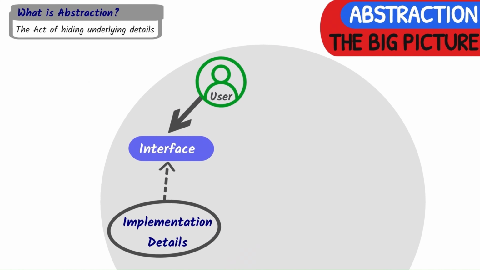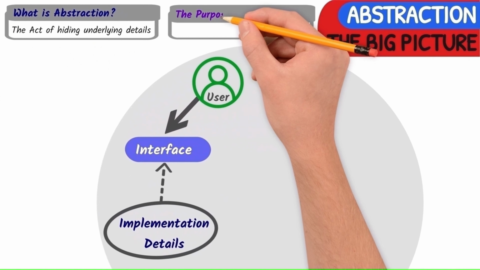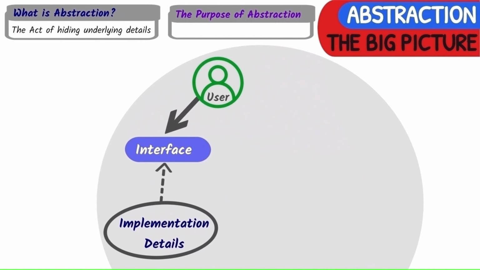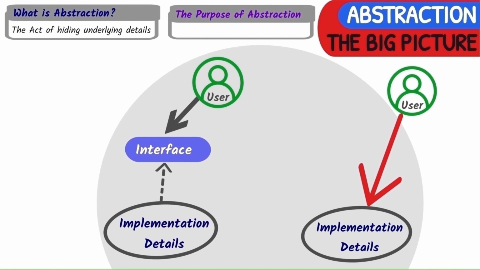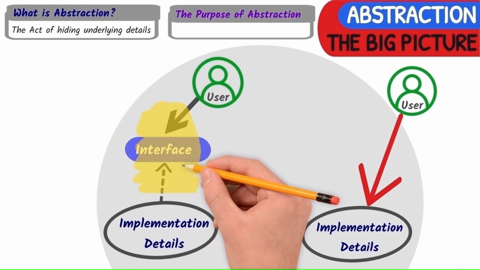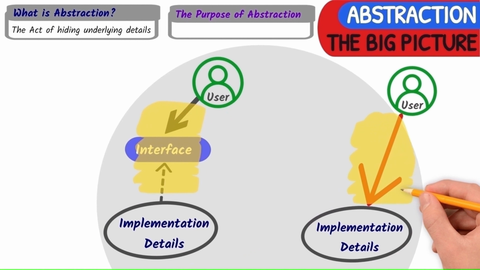Now, the next very important question. What is the purpose of abstraction? To find that out, let's compare abstraction with no abstraction. As we just saw, this interaction is using abstraction, and this one is not. So what's the difference between the two? The difference lies in how these entities interact.